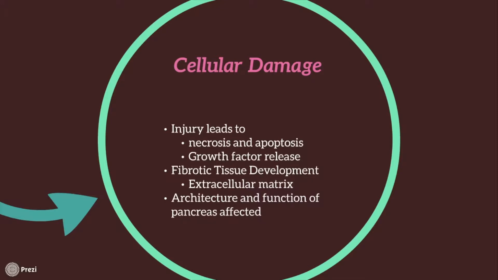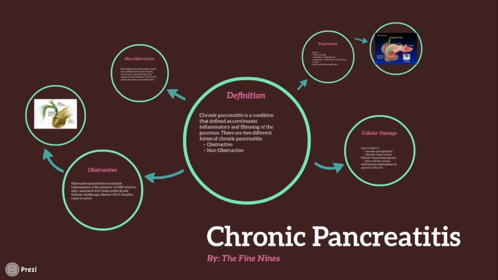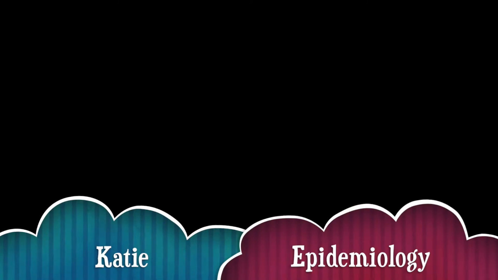The next step in the pathophysiology is the development of fibrotic tissue. The remaining tissues are affected, and the architecture and function of the pancreas tissues are affected. Common tools to diagnose chronic pancreatitis include a transabdominal ultrasound, endoscopic ultrasound, a magnetic resonance cholangiopancreatography, also known as an MRCP, and a computerized tomography, or a CT scan.